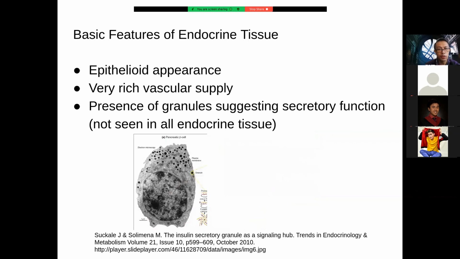Now, the third feature, which is best seen under the electron microscope, is the evidence of producing a hormone inside a vesicle which goes into the bloodstream. So the presence of granules suggests that it secretes something. The caveat here is it's not seen in all endocrine tissue, not because it never existed, but because it may have been already released at that point in time.